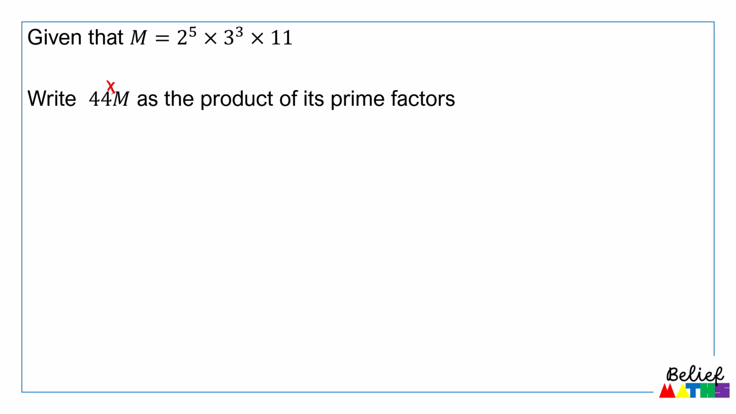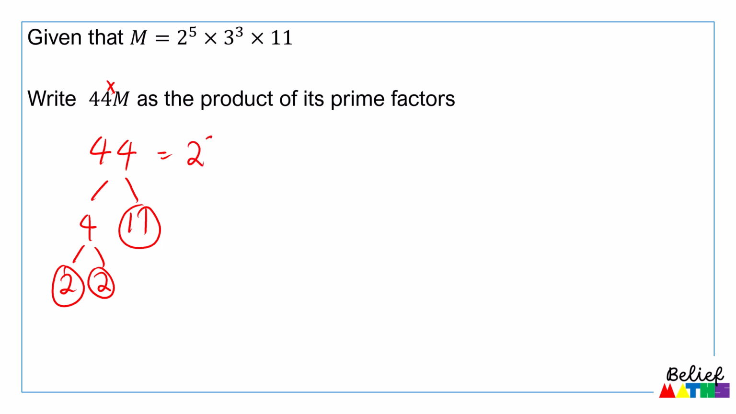So because we're looking at product of prime factors, let's split 44 and write that in the product of its prime factors. So we've got 4 times 11, and then 4 is 2 times 2. So 44 as the product of prime factors is 2 squared times 11. So then 44m would be 2 squared times 11, that's our 44. And then m is 2 to the 5 times 3 cubed times 11.